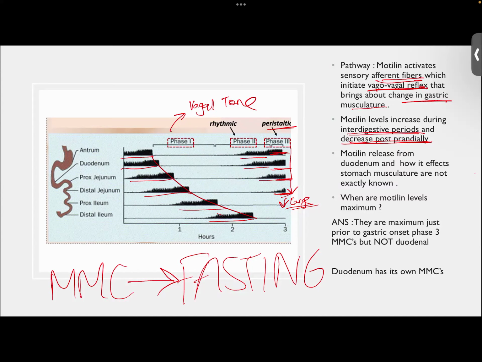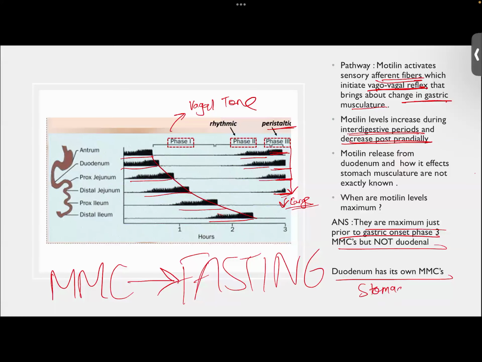When are motilin levels maximum? This also, I think, is a very important question that can come. I get it's not super clinically relevant or very important, but this is something that I like to ask. So motilin levels are maximum just prior to gastric onset phase 3 MMCs, but not duodenal. So let's just break that down real quick. It's super simple. They're maximum just before phase 3 of the MMC in the stomach. But if you have an MMC that's not in the stomach and is in the duodenum, then it does not increase. So the duodenum has its own MMCs and the stomach has its own.